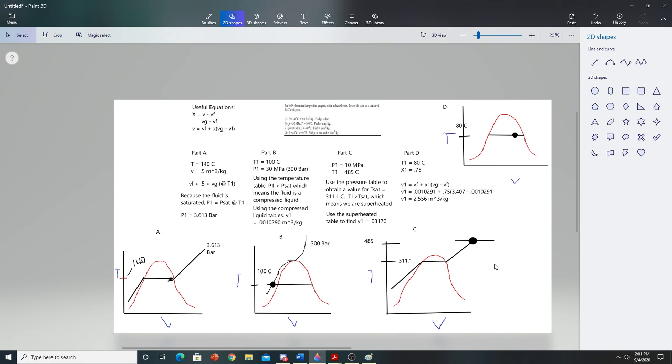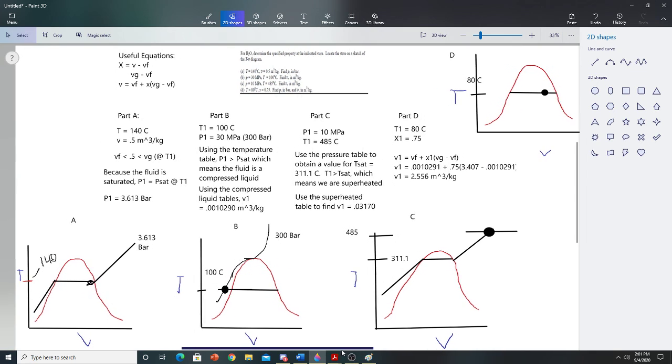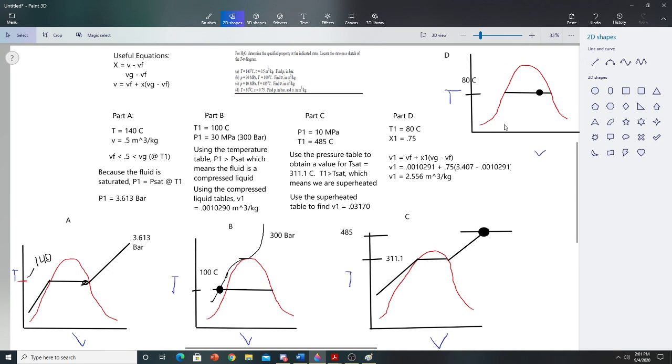So this right here, let me zoom in a little more for you guys. This right here are the T-v diagrams for each problem and all the answers to the problems. So if this didn't make sense to you in any way, I recommend going back and doing some more practice questions. I can post some if you want.